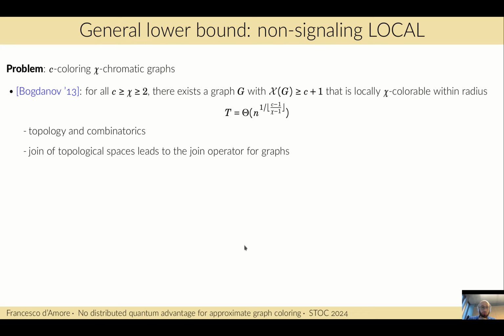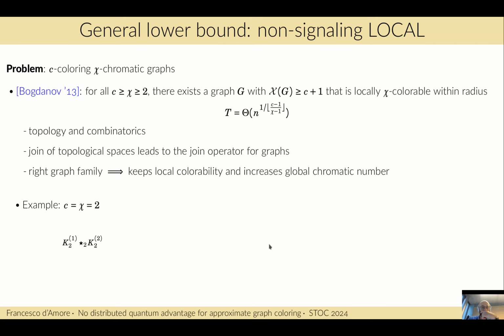At the heart of this result lie topology and combinatorics, and the author also defines an operator between graphs, the join operator that resembles the join of topological spaces. And here, for the right graph family, we can keep the local colorability properties while increasing the global chromatic number.